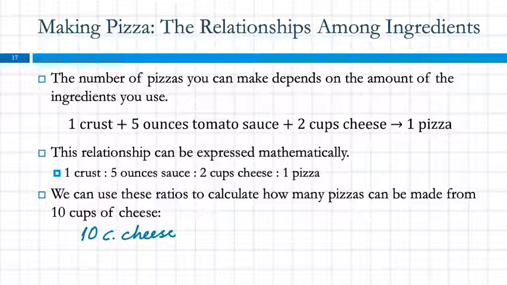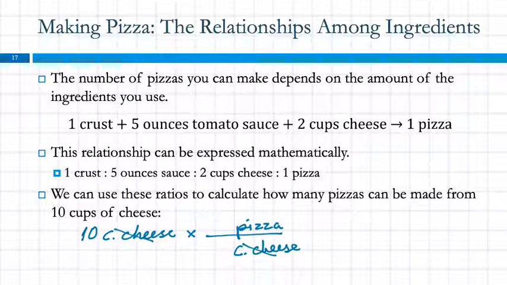So here I've got cups of cheese and I want pizzas. So I can do this in just one step. I'm going to go to pizza as the unit, and I'm going to divide by cups of cheese. So those cancel out. And then the ratio here comes from the coefficients. There's one pizza from every 2 cups of cheese. 10 divided by 2, 5 pizzas. That's what you did in your head when you said, oh, you can make 5 pizzas.